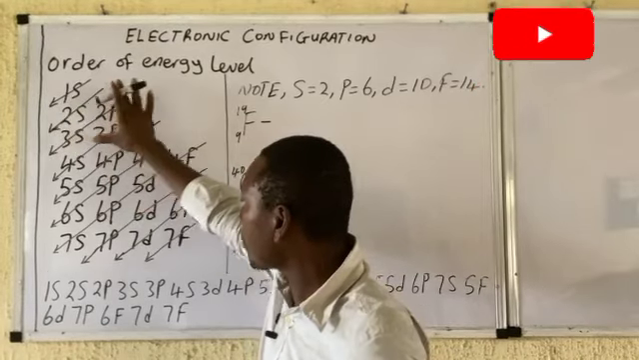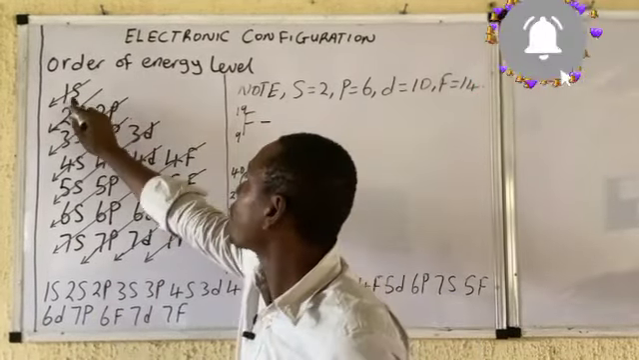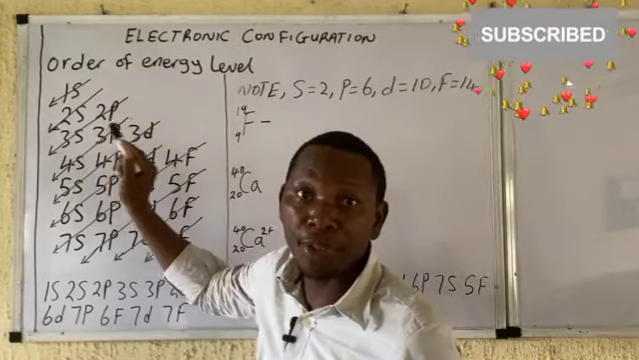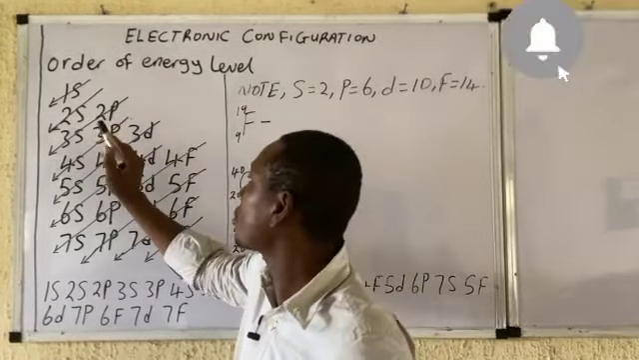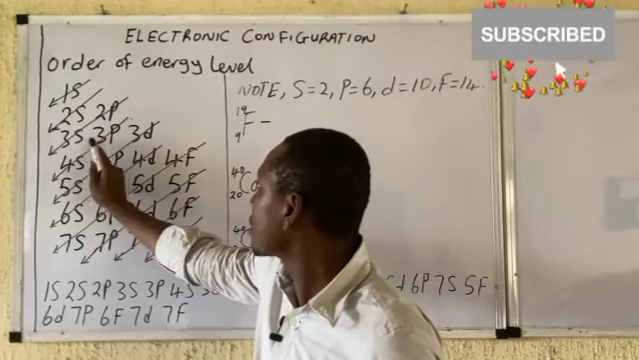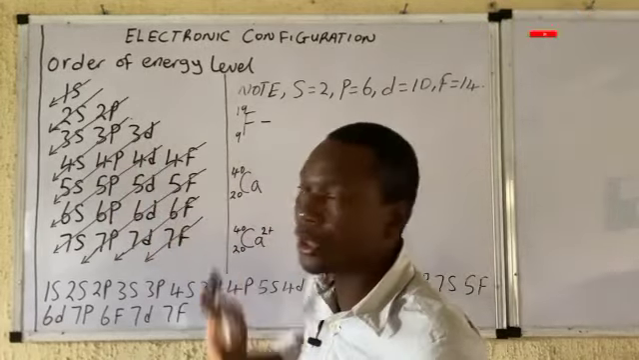You have to arrange this in this form. You have to learn how to draw this diagram, and once you're used to it, that's all. So you have 1s, 2s, 2p. Remember we have s, p, d, f. So those are the things you're going to be using: 1s, 2s, 2p, 3s, 3p, 3d, 4s. So you just arrange it this way.